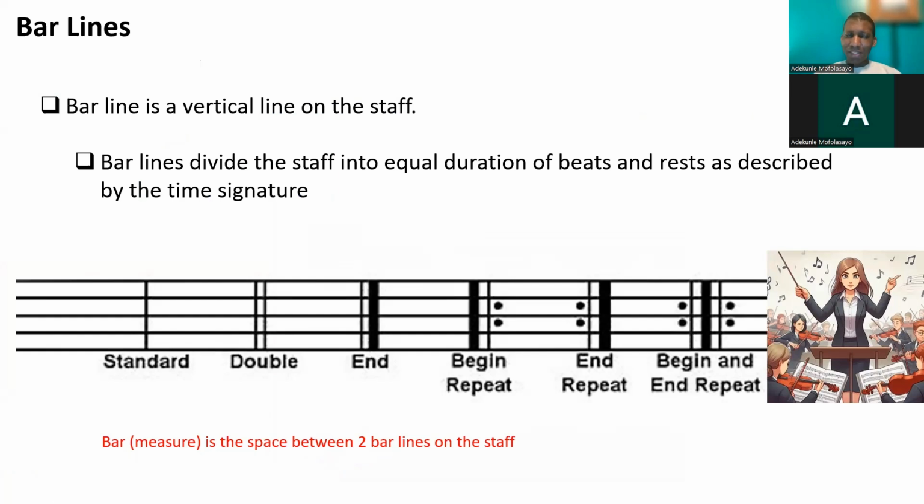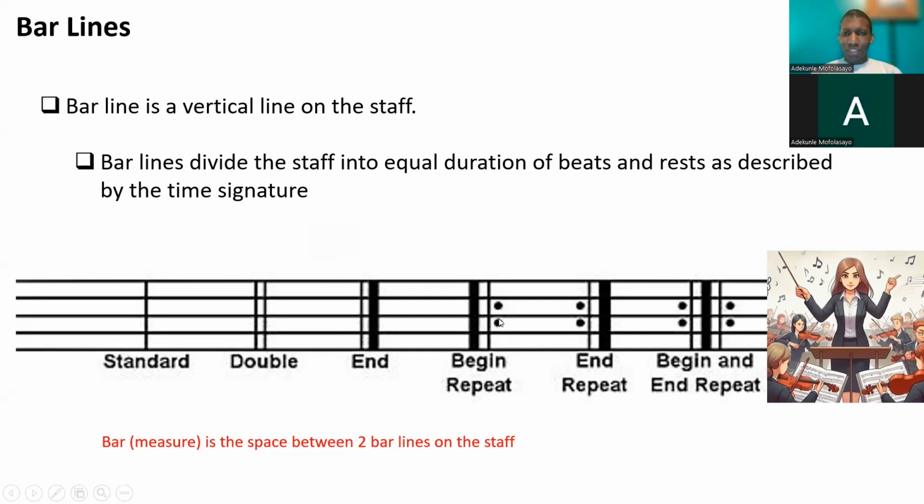When I mention bar, you're wondering what a bar is. What's it talking about? So we have bar lines. Bar lines are these vertical or upright lines that you see here on the screen. They divide the staff into equal durations of beats and rests. We have different types of bar lines. We have the single bar lines or the standard ones. We have the double bar lines. We have some that are placed at the end of a piece of music or at the beginning of a piece of music. And some of them are used to show a repeat sign.